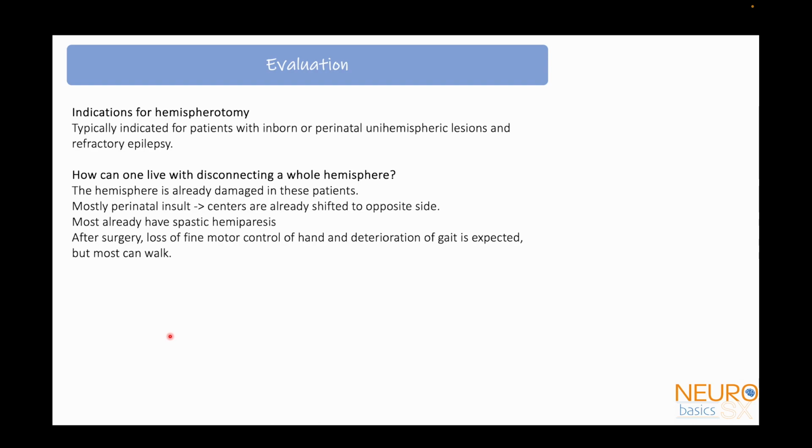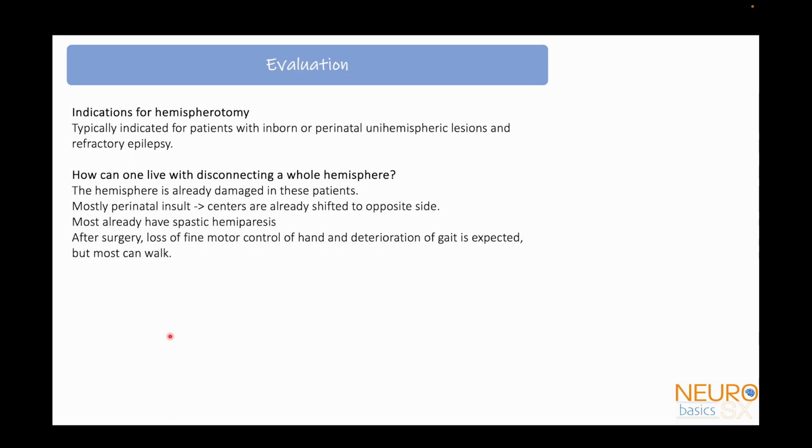Now, the indications for hemispherotomy, as we just mentioned, were patients who have these conditions. They have a unihemispheric lesion, which means it is involving only one hemisphere and does not involve the other hemisphere. And they have drug refractory epilepsy. So that's the best indication for a hemispherotomy.